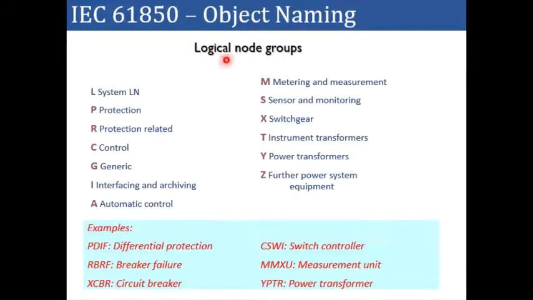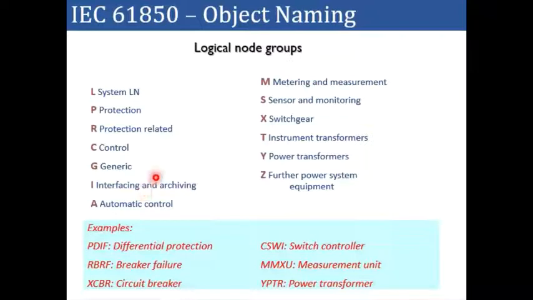Now there are various logical node groups. The first letter will tell you which logical node group that particular object belongs to. L is for system logical nodes, P is for protection, R is for protection related objects, C is for control, G is generic, I is for interfacing and archiving, A is for automatic control, M is for metering and measurement, S is for sensors and monitoring, X is for switchgear, T is for instrument transformer, Y is for power transformer, and Z is for further power system equipment.